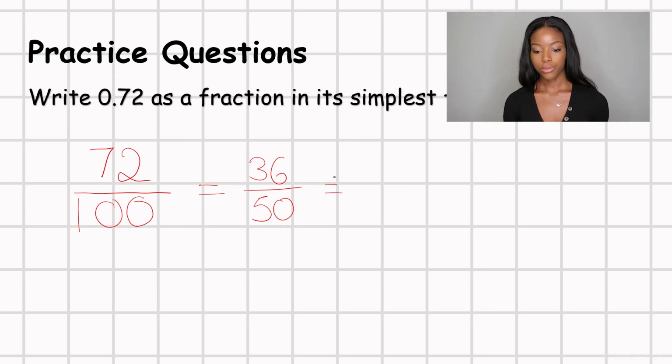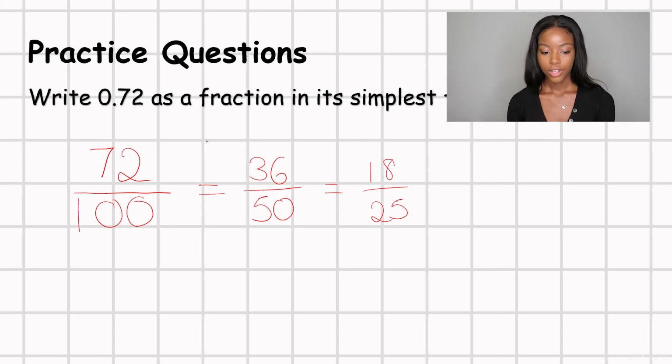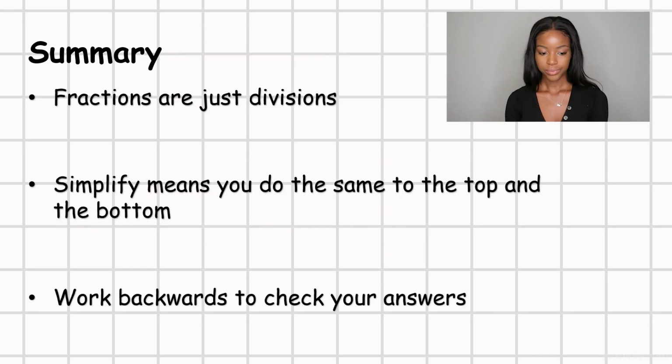Again, they're both divisible by 2, so I can do the top divided by 2, which is 18, and the bottom, which is 25. They have no more common factors, so we would say that 0.72 as a fraction in its simplest form would be 18/25. And that's it. And that's everything that we're going to do today.